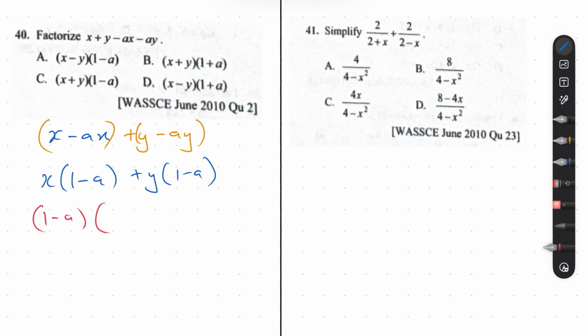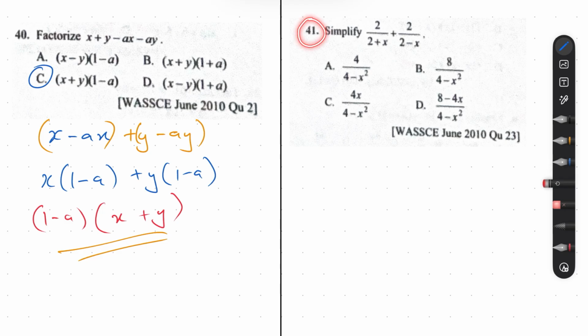Then in the brackets, if we factor 1 minus a out from the first term, we have x left, so x plus, and from the other side, we have y left. So this is our answer. Do we have that? 1 minus a times x plus y. Yes, it is C. You can flip it and write this as C. It's the same thing, we are just multiplying. So that's it.